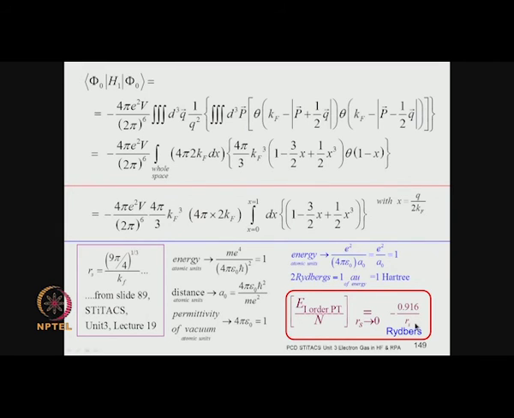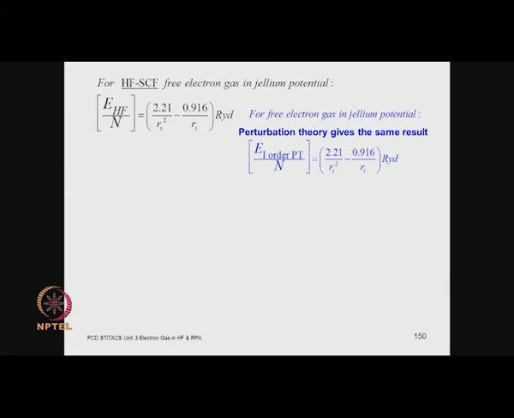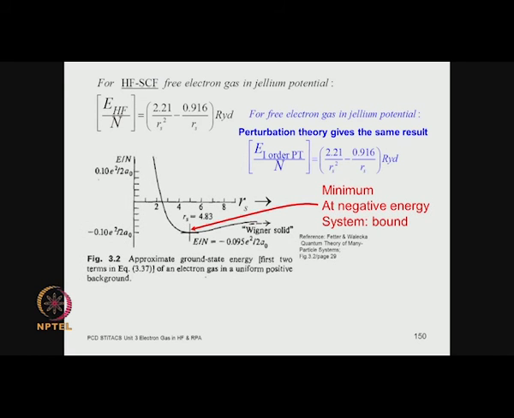Now, we have seen this result earlier. It came from the Hartree-Fock self-consistent field method, and now we get it from perturbation theory. So, this is a very happy coincidence that Hartree-Fock self-consistent field method and the perturbation theory give you essentially the same result. So, this is the result from the Hartree-Fock self-consistent field method, which we had obtained in our previous classes. This is the result from perturbation theory. Both are exactly identical. Okay.